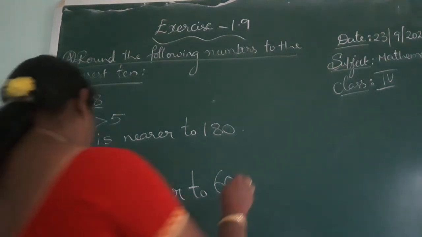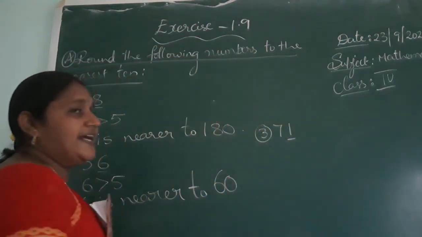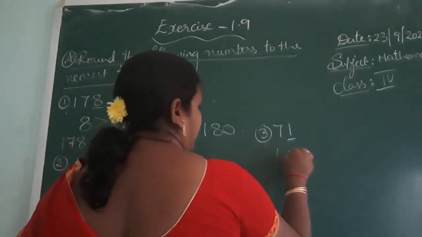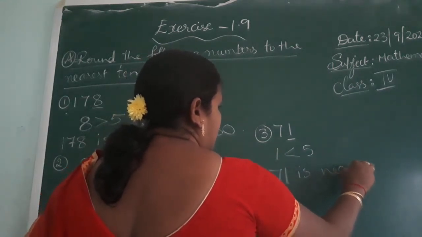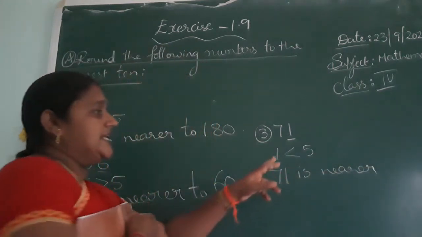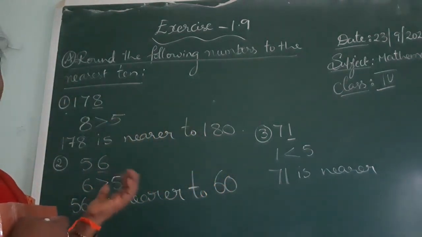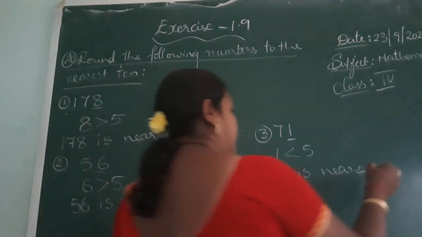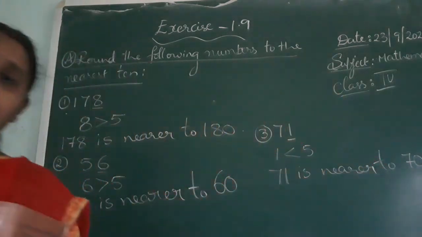See the third one, children. 71. Check the ones place digit, 1. Is it lesser than 5 or more than 5? It is lesser than 5. So 71 is nearer to the previous ten, because a number lesser than 5 is always rounded down. Rounded down means the 10 before. So what is the 10 before 71? 70. Okay, like that we have to do.